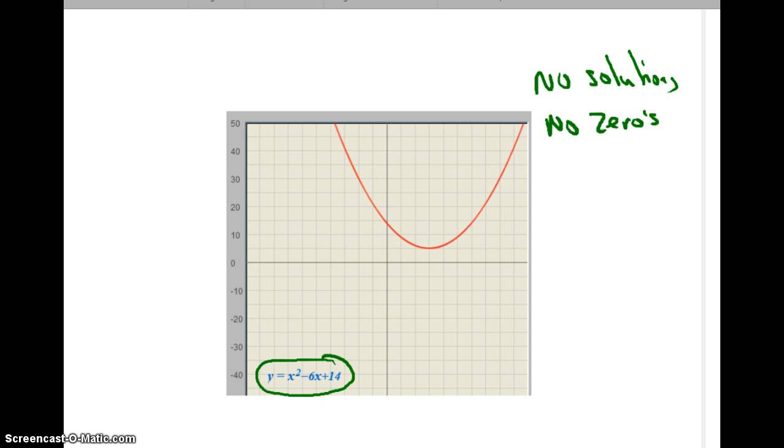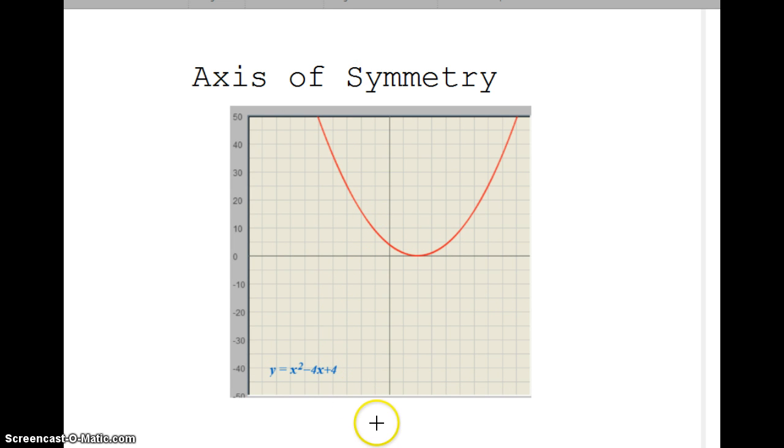Alright, the next characteristic we're going to take a look at is something called the axis of symmetry. And the axis of symmetry is basically just like a mirror. Everything on one side is identical to everything on the other side. And so the axis of symmetry is just where the parabola gets split perfectly in half.